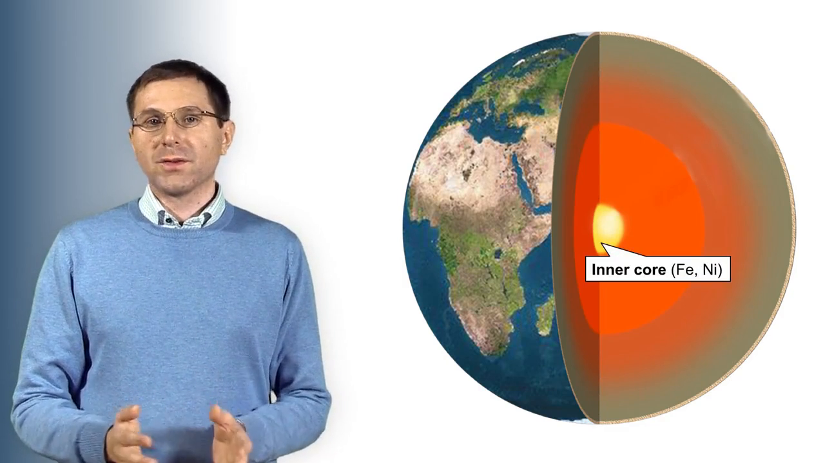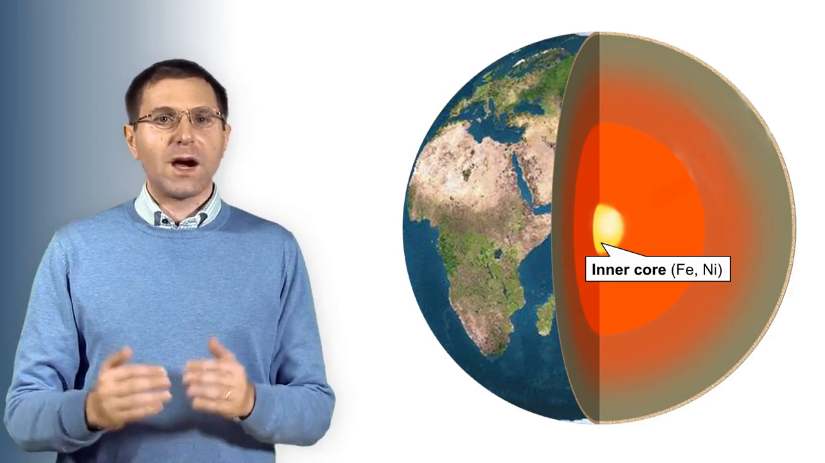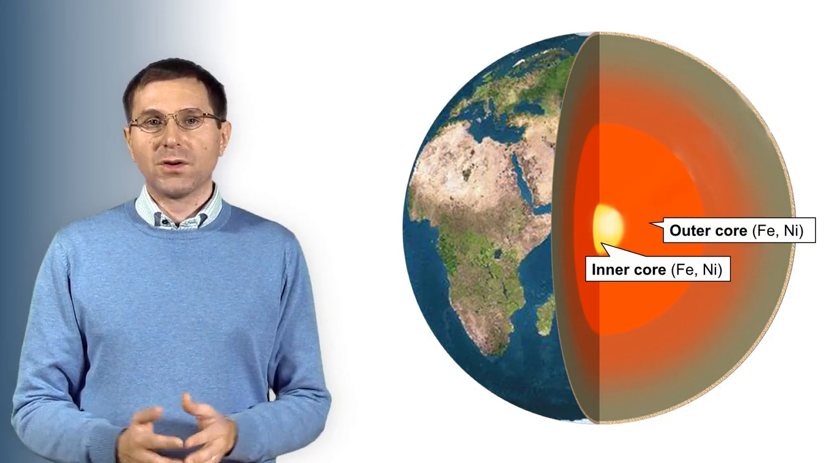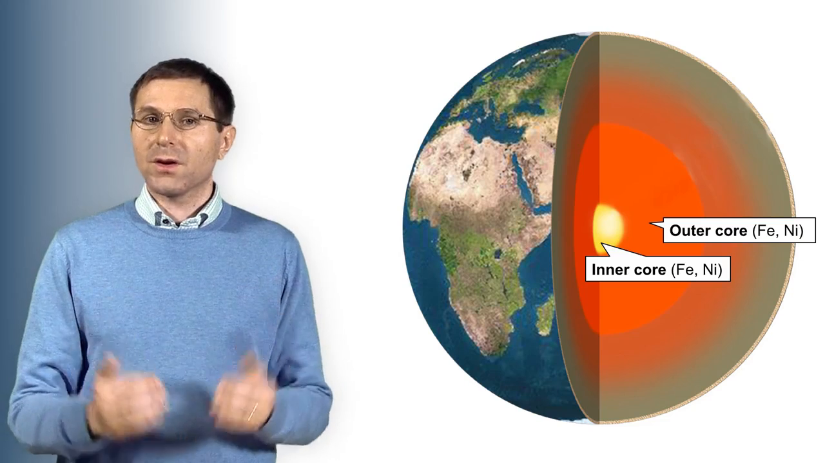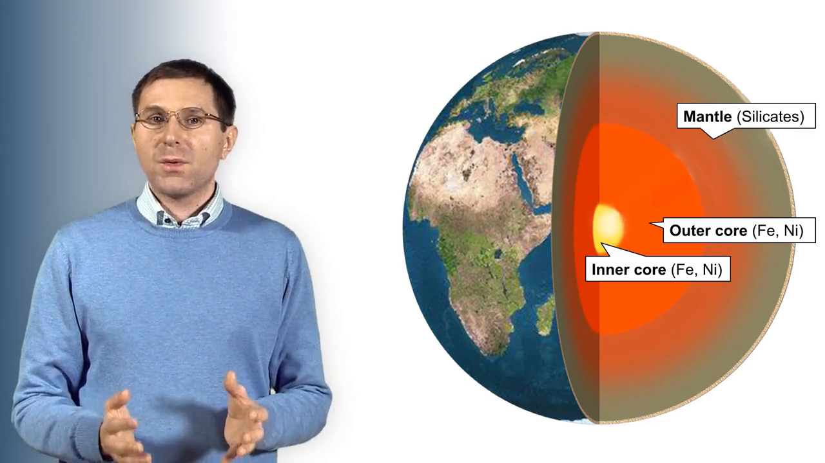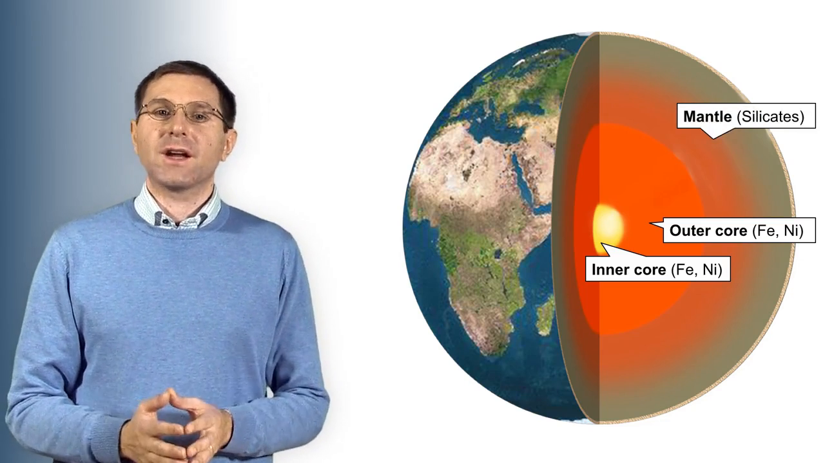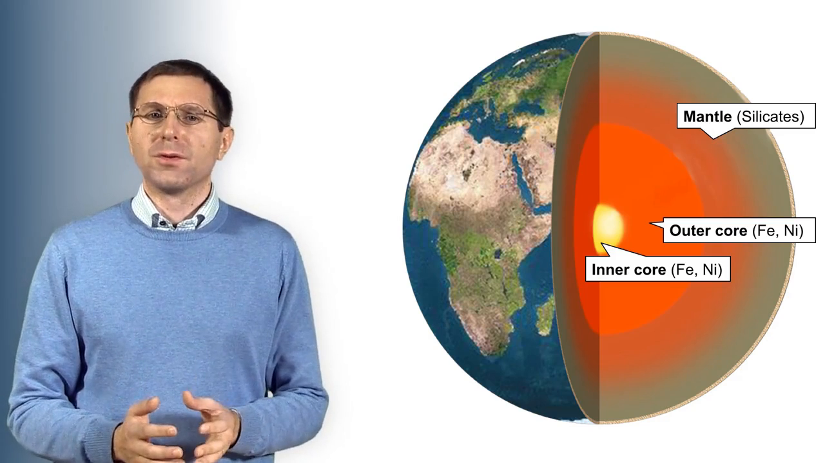Let's start with the classification according to chemical composition. Starting at the very center, we would find a solid ball made of iron and nickel, which has a radius of about 1,200 km. This is called the inner core. If we go upwards, we would enter the liquid outer core, which is composed also of iron and nickel. After the outer core, we would enter the so-called mantle, which is the silicate rocky shell with an average thickness of 2,900 km that accounts for almost 85% of the Earth's volume.